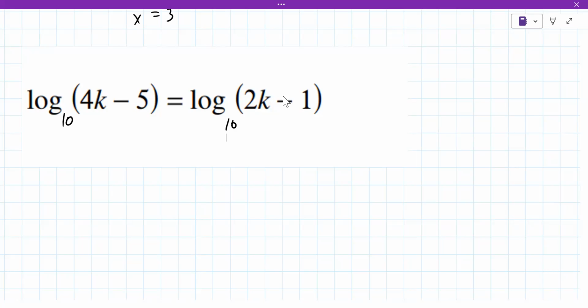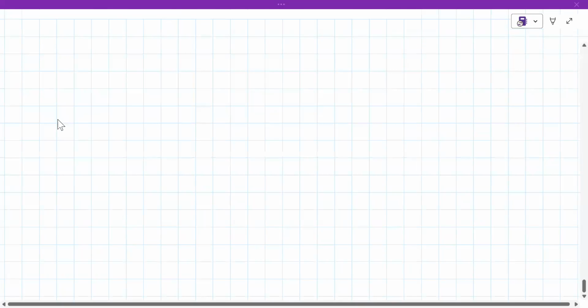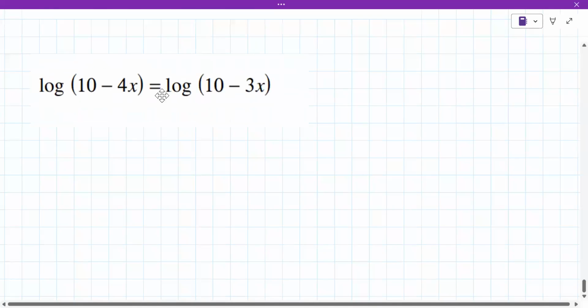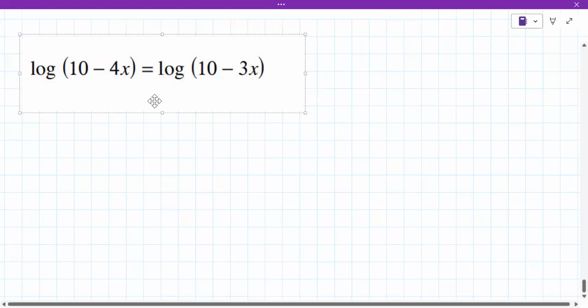I got k equals 2. K equals 2 is correct. Good. All right. So now a slightly more difficult one. All right. So give this one a try, please.